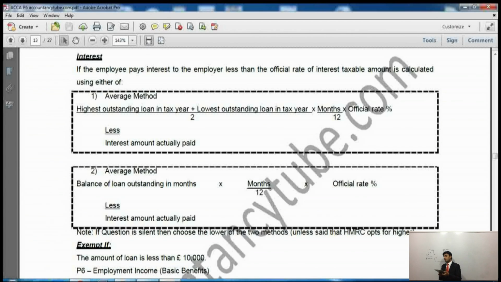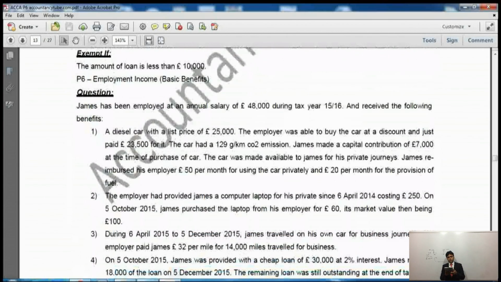So say for example, if I took the loan in January, so in January the loan was at its highest level, so I will have to take it for January, then for February and March, and so on. Then I will have to deduct what I actually paid for it, and the balance amount will be my benefit. Now in the notes it says that if the question is silent, choose the lower of the two methods unless HMRC opts for higher. So if your question does not say anything, then please make sure you choose the one which results in a lower benefit.